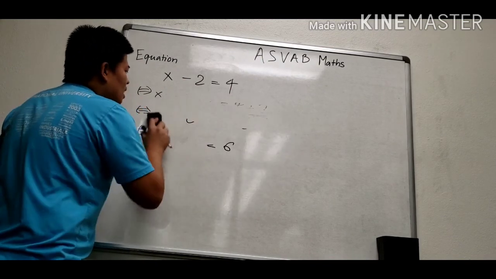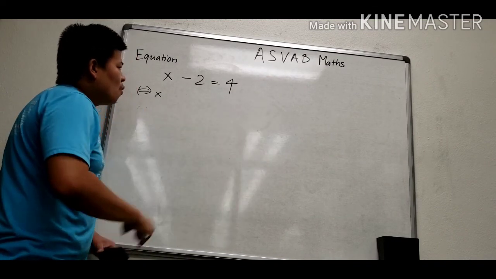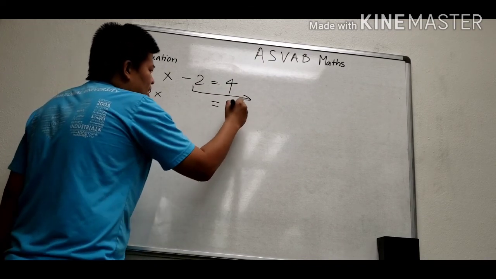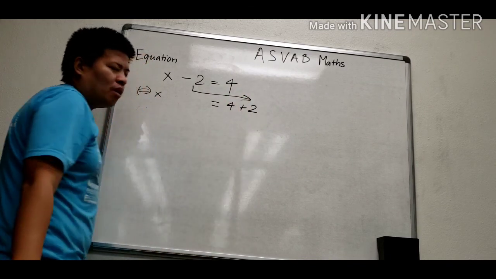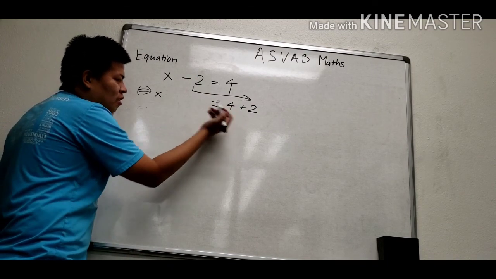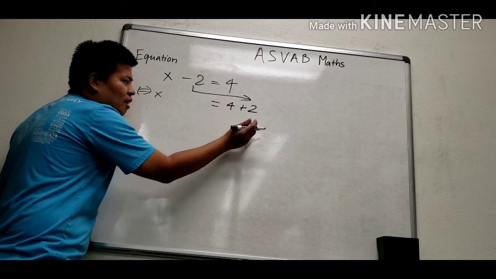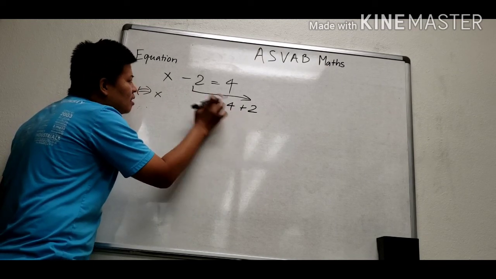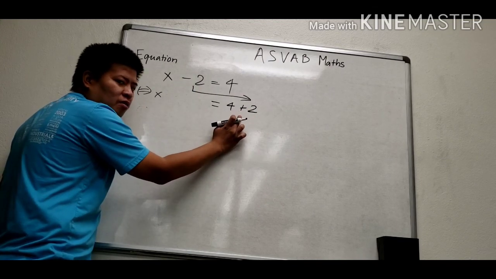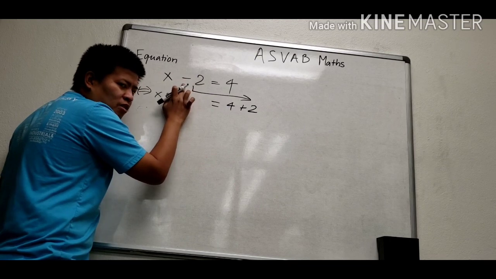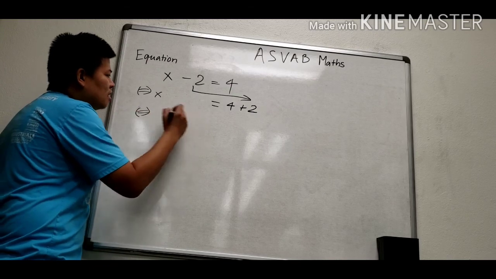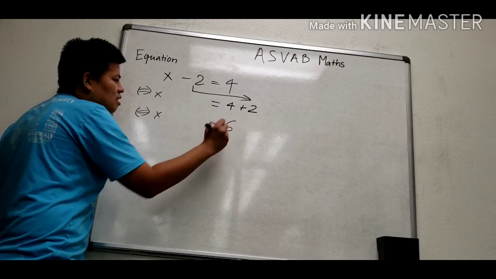And the next one is, when we move the number minus 2 in here, they will change the sign, it is 4 plus 2, because minus 2 in here, they go to another side of the equal sign, they will change to the positive number. So if this one is minus, the other side will become the positive number. If this one is a positive number, they will become the negative number. So the answer is in here, s equal to 6.